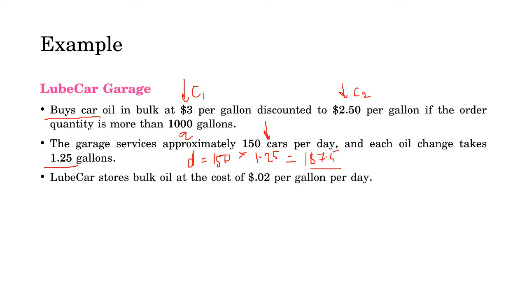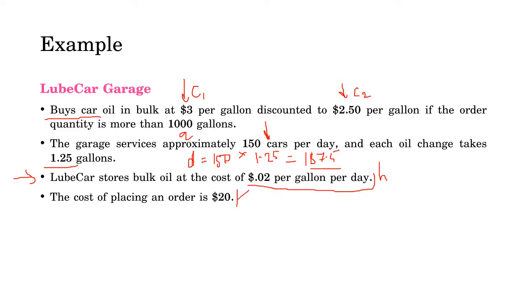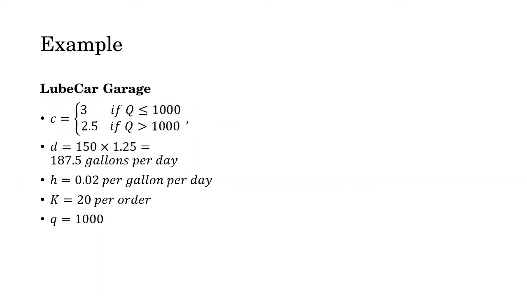Then this is the storage cost or holding cost. Lube Car stores bulk oil at a cost of 0.02 per gallon per day. This is small h, and the cost of placing an order is $20. So we have this fixed component K of the ordering cost. Finally, we have been asked to determine the optimal order quantity, that is, how much the garage should order every time an order is placed.